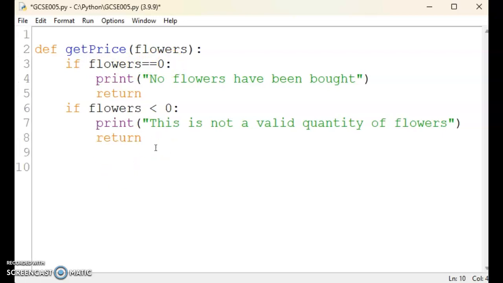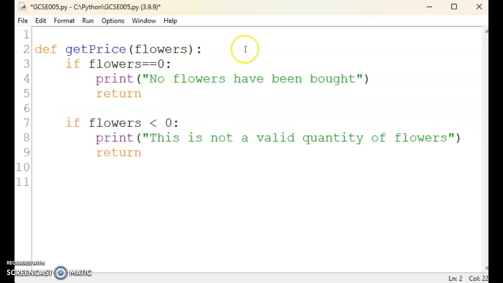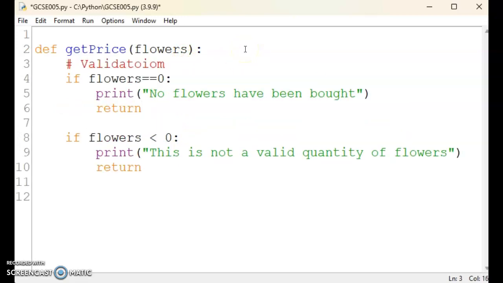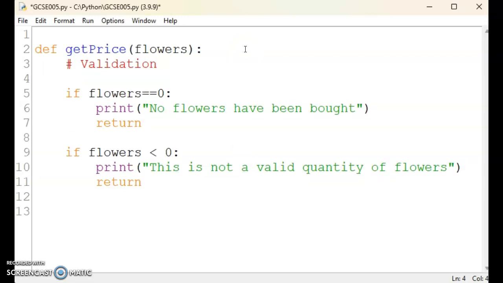Okay, so we have dealt with the two cases where we have validation to do. So we'll just stick in the word validation here, just to say that that's what's going on in that block there. So as long as both of those validation strategies come back with false results, that gives us confidence that the number of flowers that has been passed in is a positive number. It would be beyond the scope of the task to check to see whether the value that was input was a real number, or if the value that was input was actually an alphabetic or punctuation character. So we're not going to go down that route. We'll just stick to what the task did ask us to do.